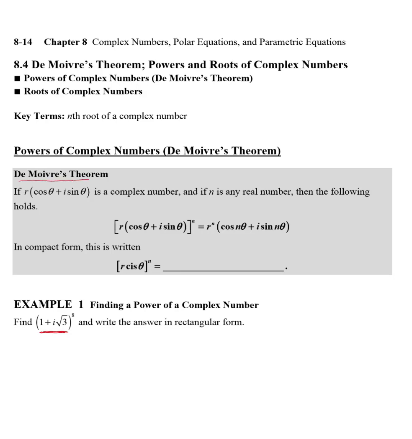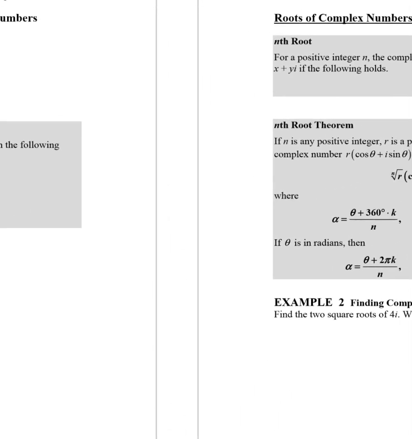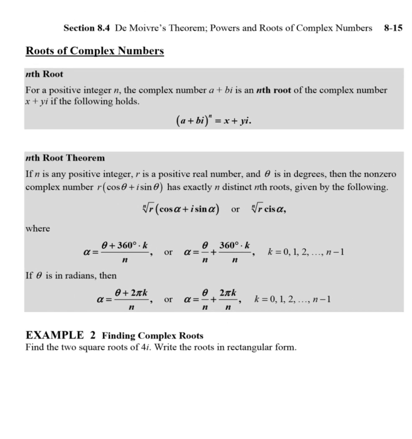De Moivre's theorem: if r times cosine of theta plus i sine of theta is a complex number, do you see how it's a complex number written in trig form or polar form? If n is any real number, then the following holds. So you're taking a complex number to a power. Do you see how you're taking the modulus to the power, and then you're multiplying the arguments by that same number? In the compact form, this is written r to the n, and then cis of n theta. So you'll be able to go through example 1, and then let's go on to page 815.